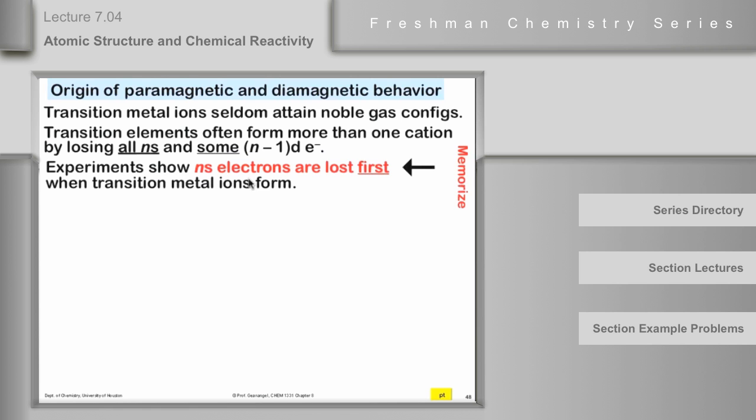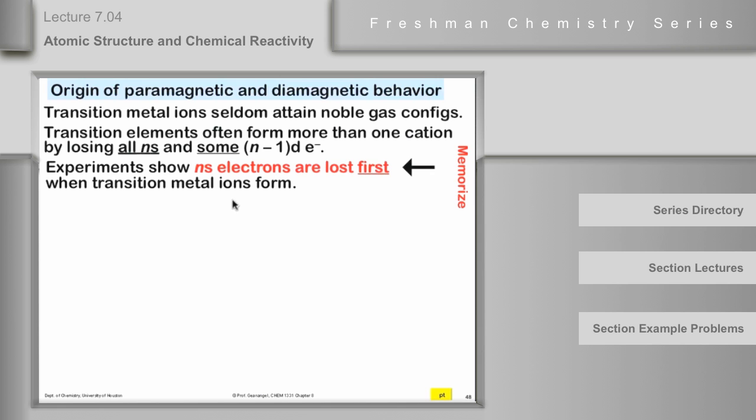More credit is lost on midterm 3 because of this problem than any other factor. For some reason, half the people in this room are going to forget that the s electrons go first. And 75% of those that aren't in this room will forget because they never heard it. Okay? So memorize that. The s electrons come out first, and then you start taking the d electrons.